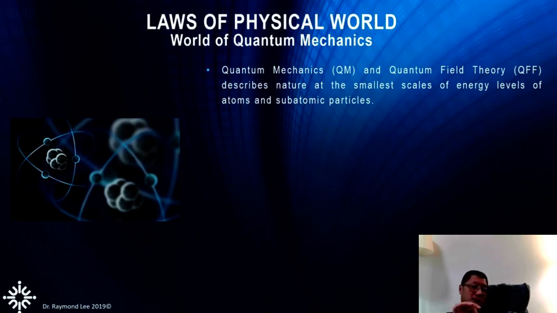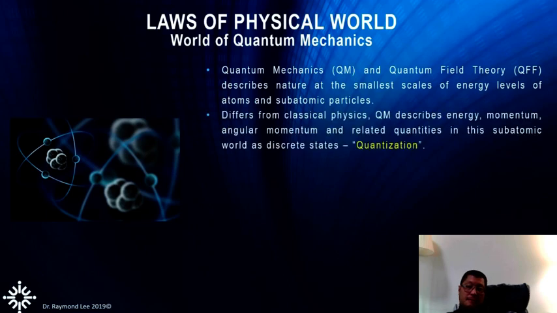Electron has negative charge, right? Positron, just like electron, but positive charge. So when they combine together, they will cancel each other and release energy. It's a very important concept in high energy physics. In fact, all the nuclear reactors, fusion reactors, we talk about that kind of thing. But again, don't worry, we won't talk about this in our course because we are not talking about high energy physics. No worry. Different from classical physics, quantum mechanics describes energy, momentum, angular momentum, and related quantities.